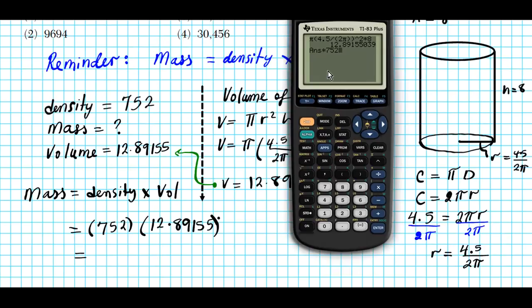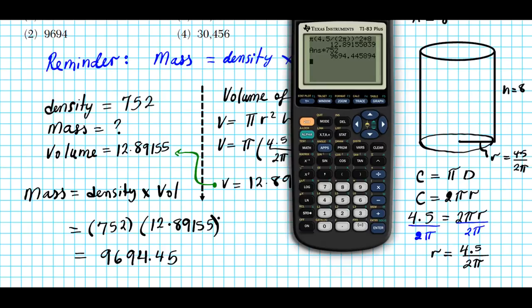So we already had the previous result there, so we can just simply multiply it by 752. When you press multiply, it automatically copies the previous answer as your first entry, and then the operation, and then it allows you to enter the next values. So I already entered it. 752 is the value of the density. Okay, when you multiply it, you have 9,694.46.